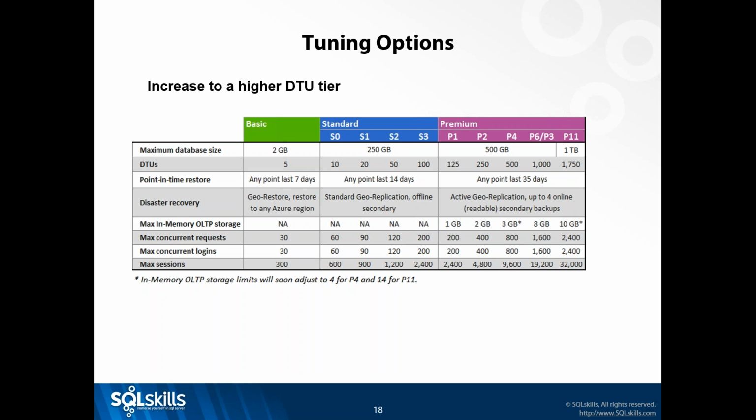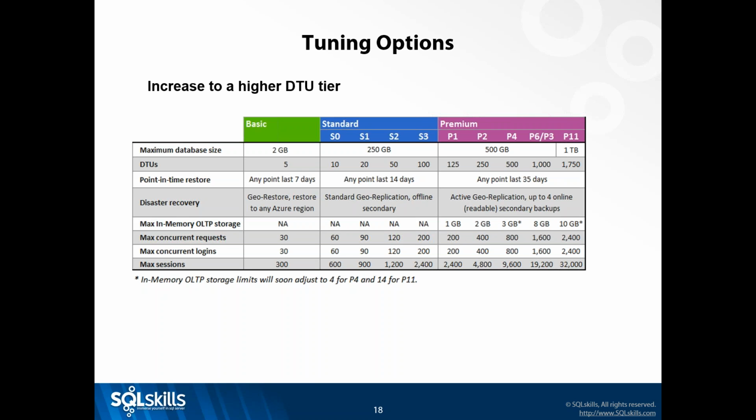And this is a really good slide to look at because this is showing some of the differences between your basic, standard, and premium. So with the standard, up to 250 gig database. Your premium, 500 gig, up to 1 terabyte if you get into that P11. So in some cases, your tier may be warranted by the amount of DTU that you need, or the size of database that you need, or even some of the disaster recovery.